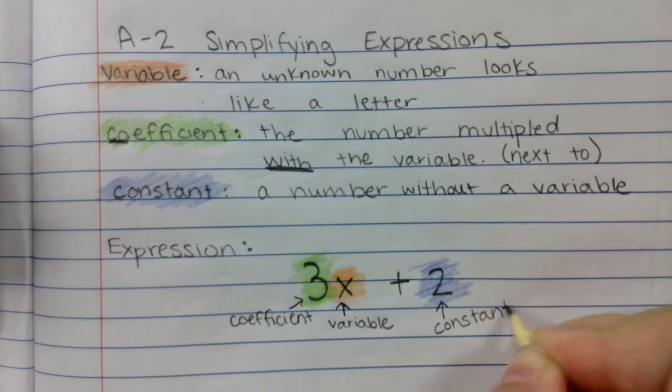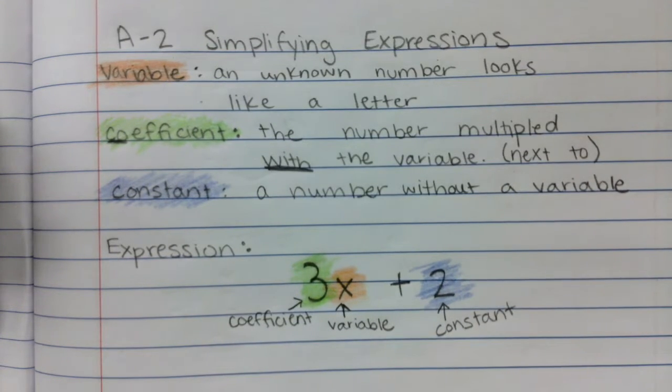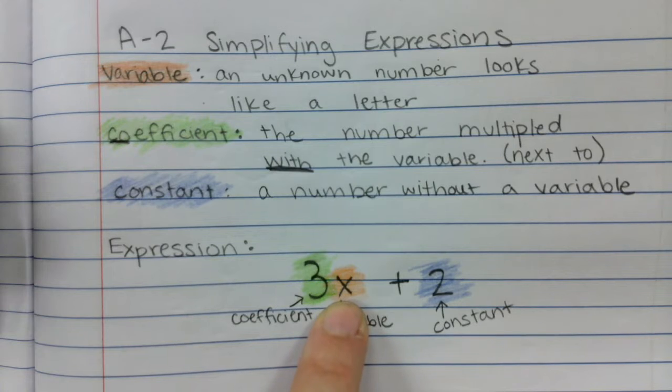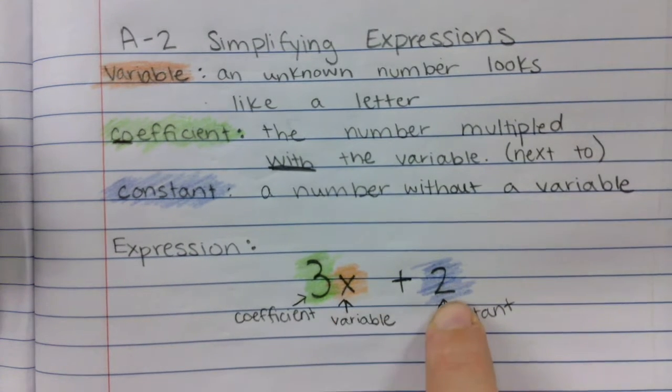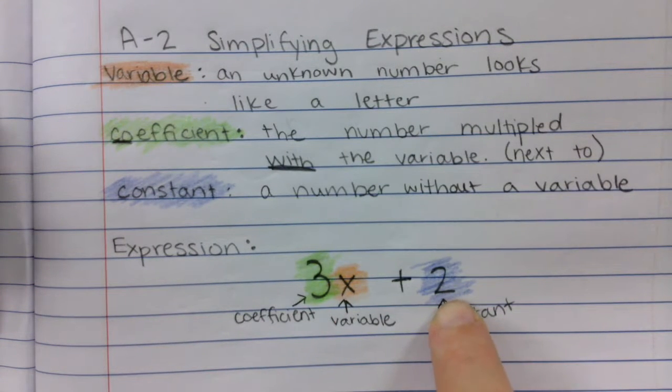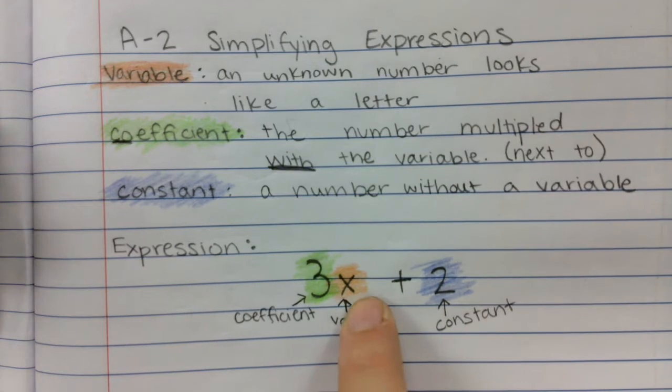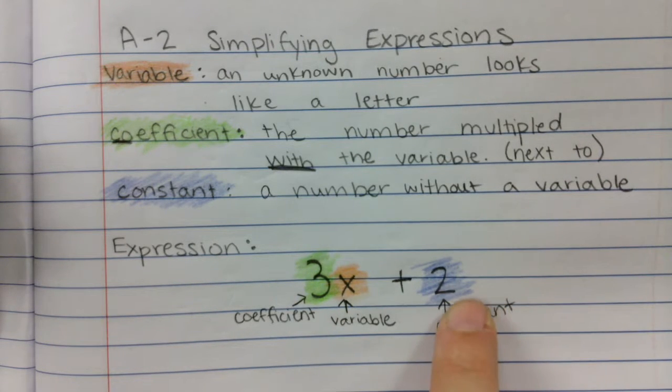So that constant doesn't change depending on what x is. So when we said x is 2, is that going to change this 2? Nope, it's still 2. If x is all of a sudden a 7, what's that? Still a 2. So it stays the same, or it doesn't change.